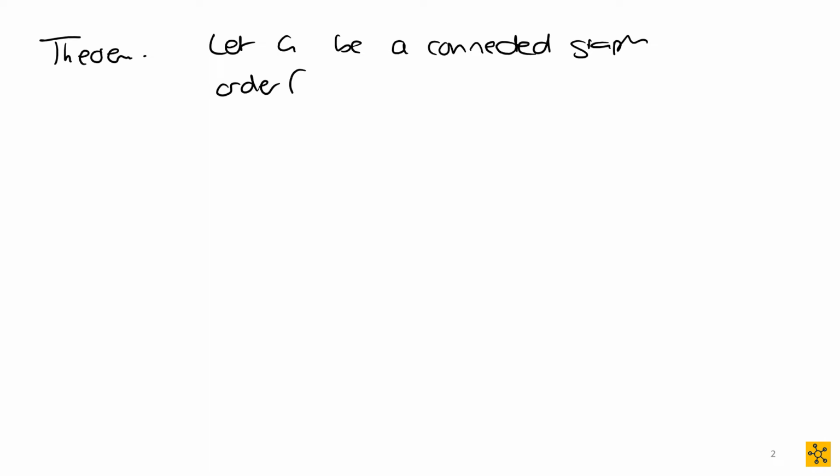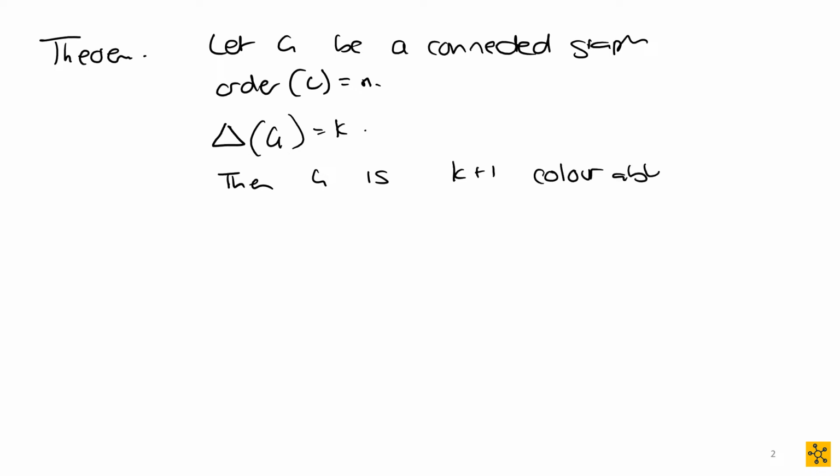So we can say, okay, the theorem is going to be: let G be a connected graph with the order of G equal to n, and then we can find, if the maximum degree of the graph is equal to k, then our graph is k plus 1 colorable. Okay, so that's narrowing down the boundary of what the colors could possibly be, kind of a situation.